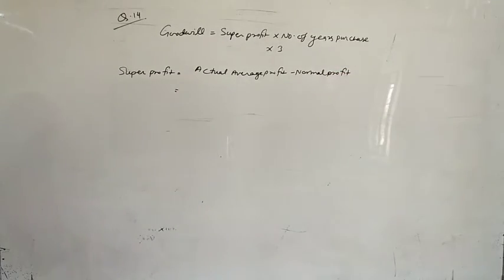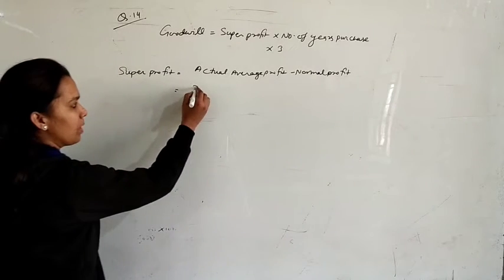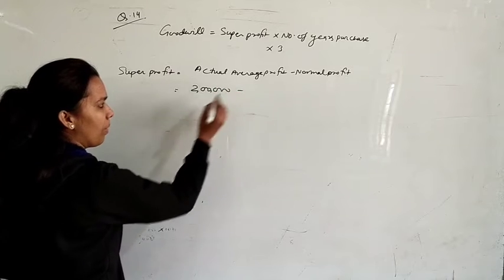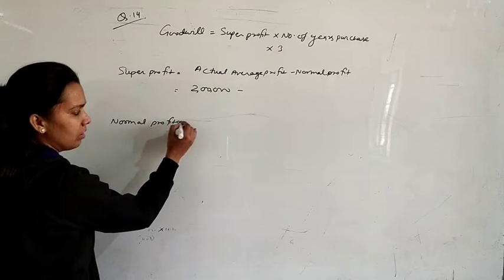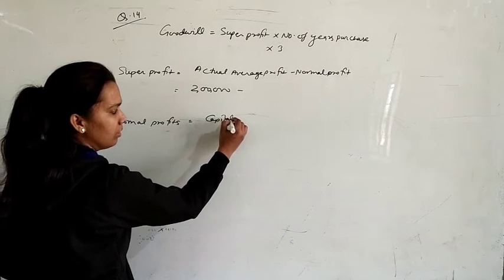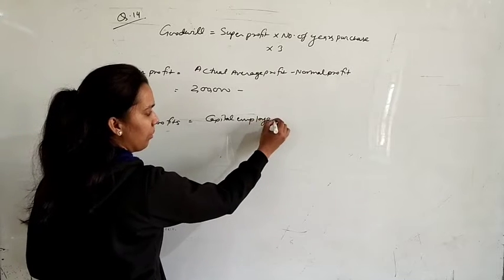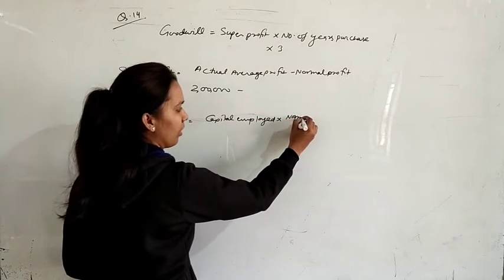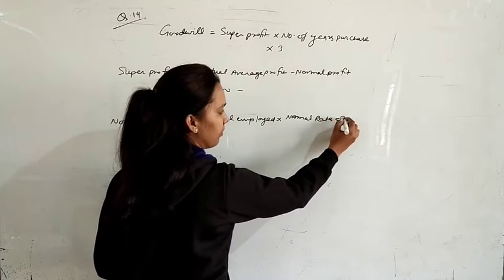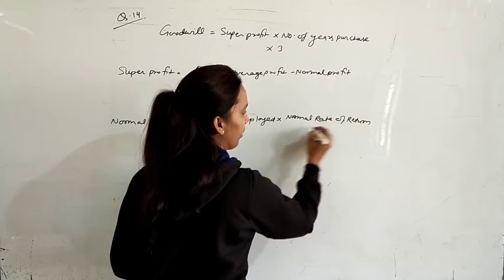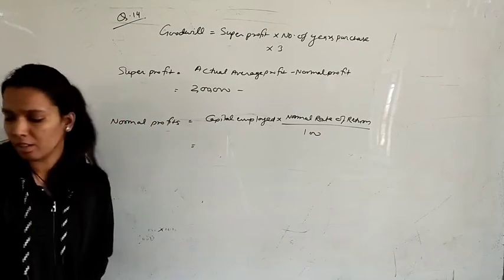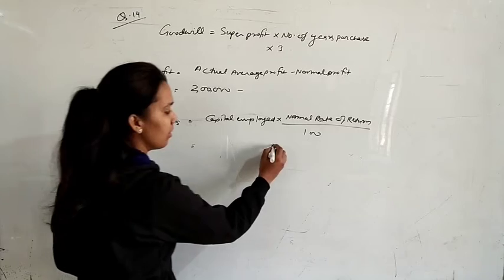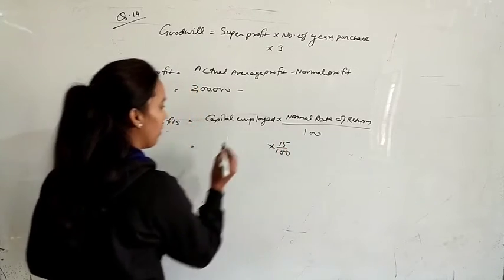Then find out actual average profit and normal profit. Actual average profits are given, that is 2 lakh rupees, and normal profits we will find in this. So write down normal profits are capital employed multiplied by normal rate of return divided by 100. But we don't have capital employed also in the question. Normal rate of return, that is 15%. We can write. Capital employed we have to find.